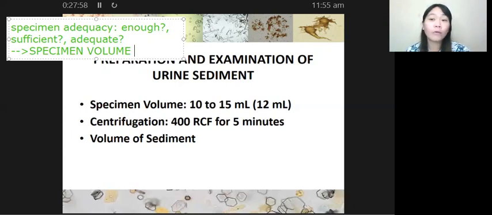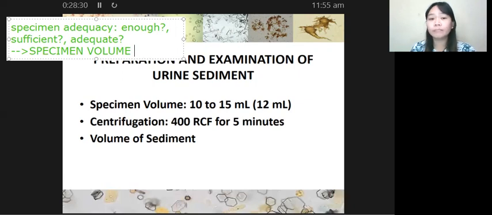Okay, ma'am, paano pag kulang yung sinubmit ng pasyente? I-reject mo. Because that is one of the general procedures that we perform in the laboratory in order for us also to provide a reliable result. So pag kulang yung volume, you reject kasi hindi siya adequate, hindi siya enough, hindi siya sufficient for your microscopic analysis in particular. Okay, so again, 12 ml po ha, that's an average. So 10 to 15 ml or an average of 12 ml.